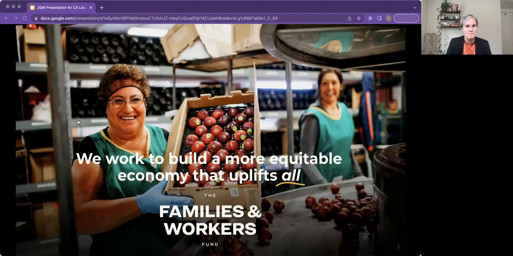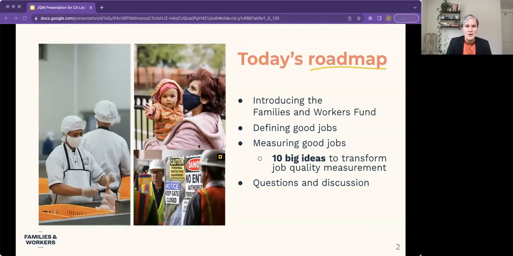Okay, so my goal for today's conversation is to share key ideas about how we can work together to define and measure and build support for good jobs. In the next few minutes, I'll give you a quick introduction to the Families and Workers Fund and our strategy. And then I'll talk about why and how we define and measure good jobs. I'll then turn to our recent report on reimagining job quality measurement and lift up concrete steps that all of us in this virtual room can take to measure what matters to working people.